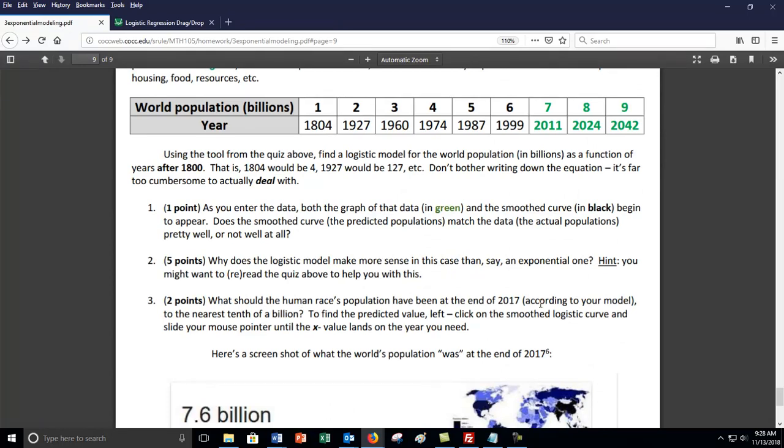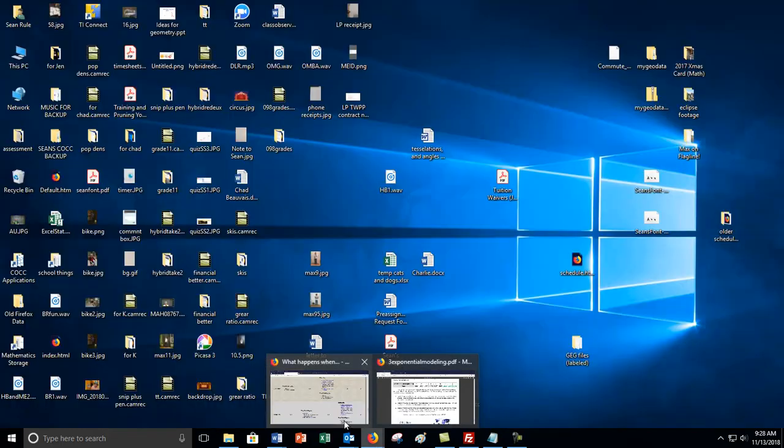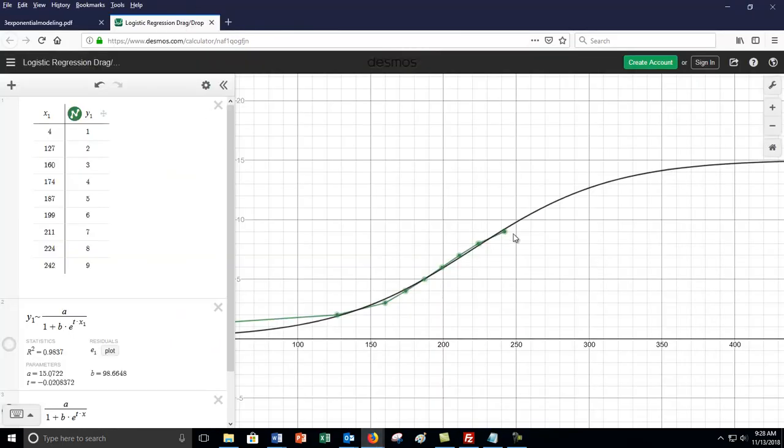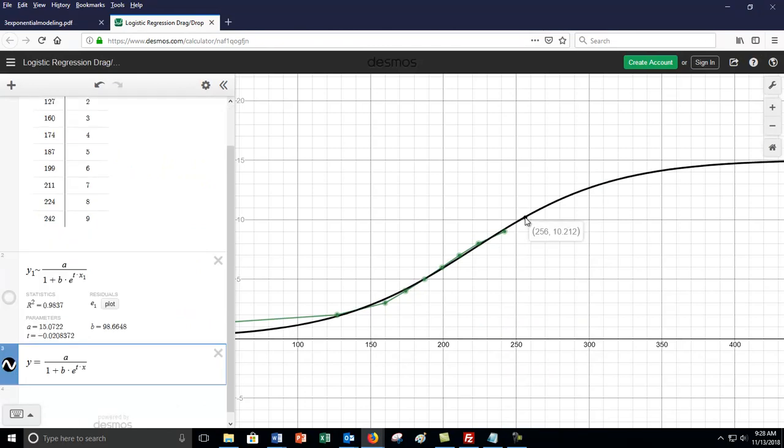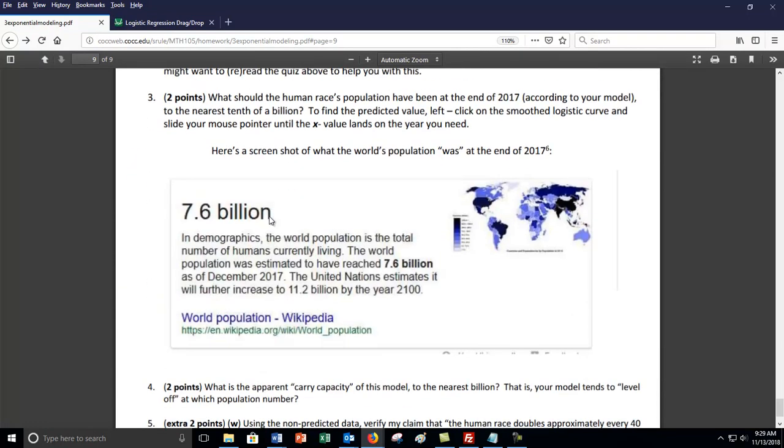What should the human race's population have been at the end of 2017 according to our model? Okay, well, let's look. According to our model, 2017 would be 217 right about here. It looks like somewhere in 7.2 or 7.3 billion people, and then I actually checked it. It's estimated to have reached 7.6 billion as of December 2017.